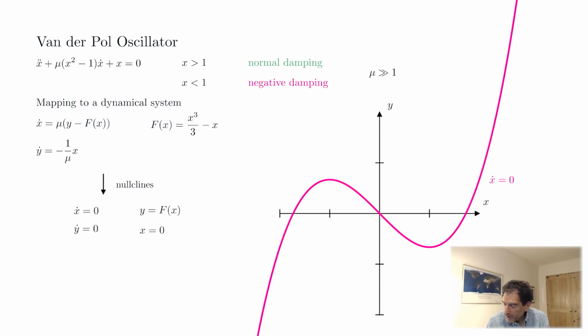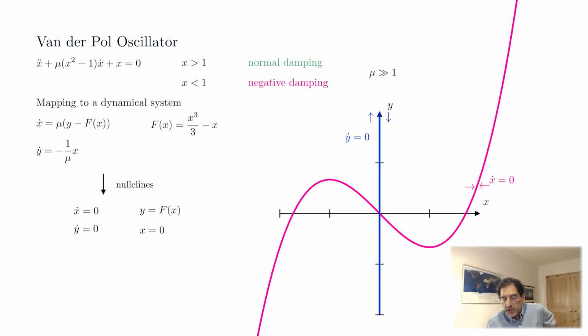And once again, we can infer the flow on either side of the nullcline. Along the nullcline, the horizontal flow is 0, and to the right of it, the horizontal flow is negative, and to the left of it, the horizontal flow is positive. Then we have the other nullcline, x equals 0, the vertical axis. This is the nullcline y dot equals 0. And here it's easy to check that the flow is downward to the right of this nullcline and upward to the left of it. So let's now use this picture to try and infer the flow, in particular in the limit where mu is much, much greater than 1.